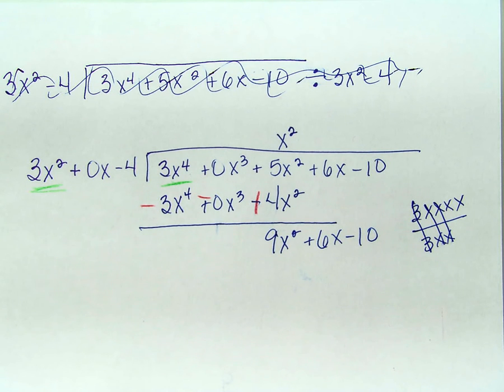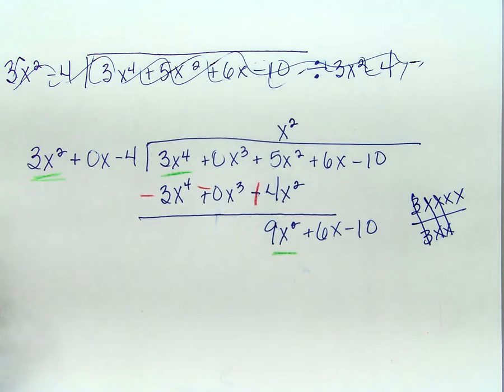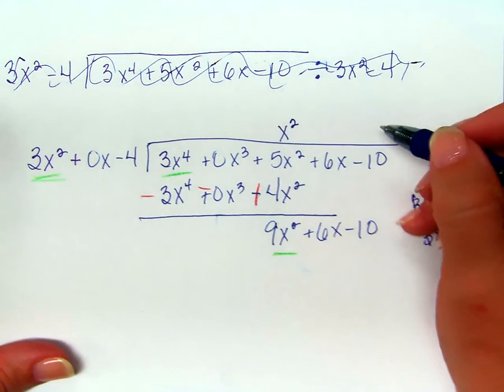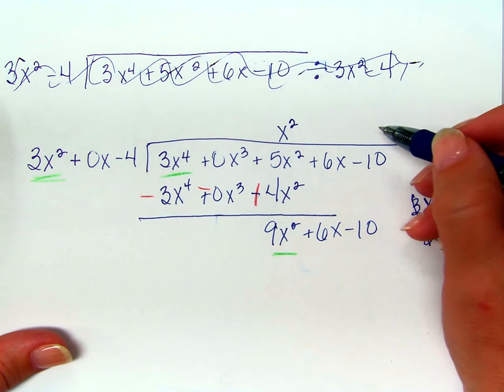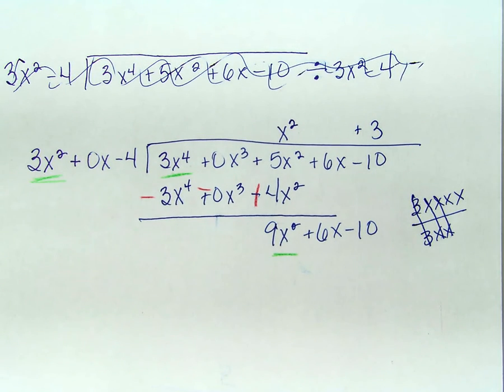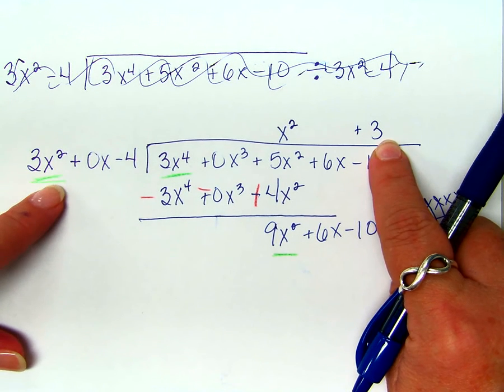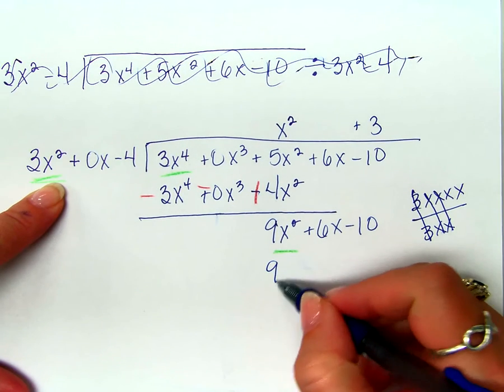Now what? Start over, right? 9x squared divided by 3x squared. What is that? Positive 3 or negative 3? Positive. So I'm going to put it over here. Why do I have to put it over there? It's above the term that it's like, right? 3 times 3x squared, 9x squared.